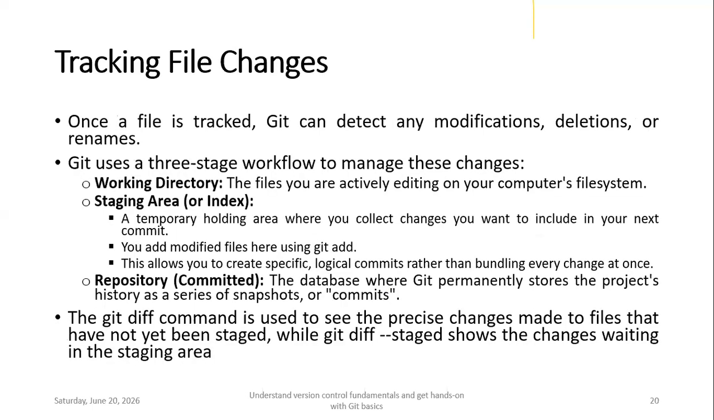So we have another command, which is a very important command. It is called the git diff command. This command is used to see the precise changes made to the files that have not yet been staged. Git diff staged shows the changes waiting in the staging area.